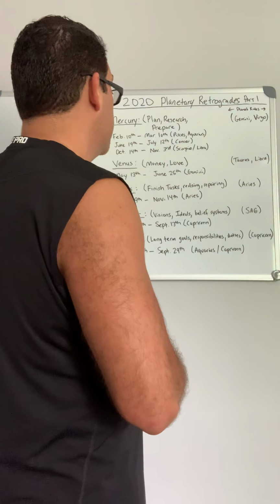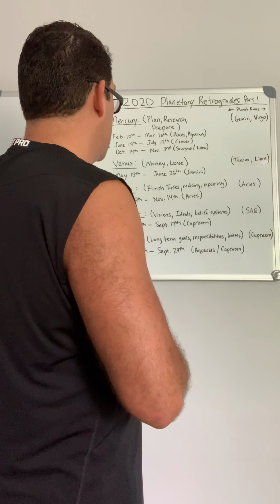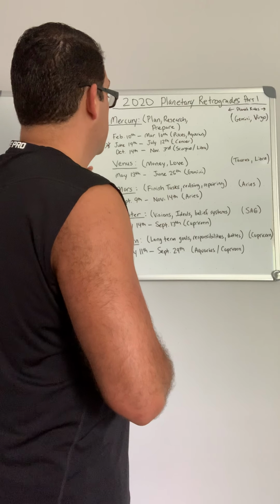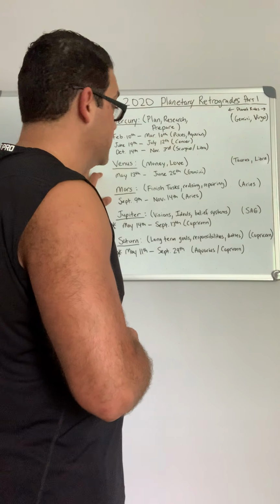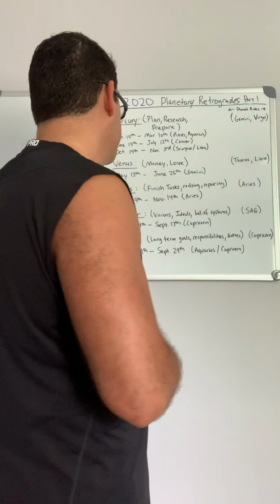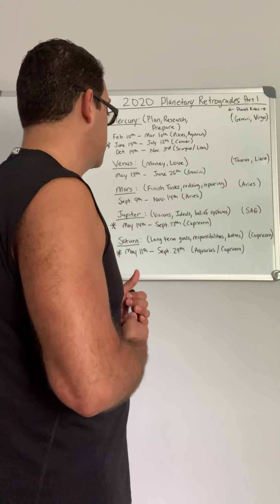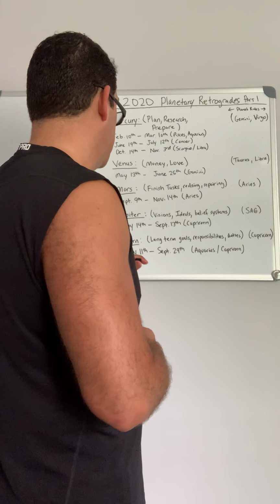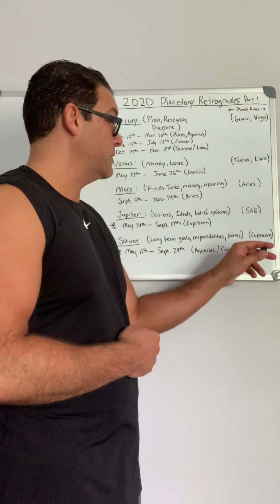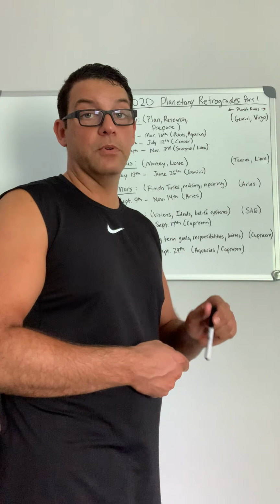So you have the planets Mercury, Jupiter, and Saturn all in retrograde right now. Venus just went back direct on the 26th of June, and Mars, of course, is coming up on September the 9th. Back to Saturn: Saturn naturally rules the zodiac sign of Capricorn.